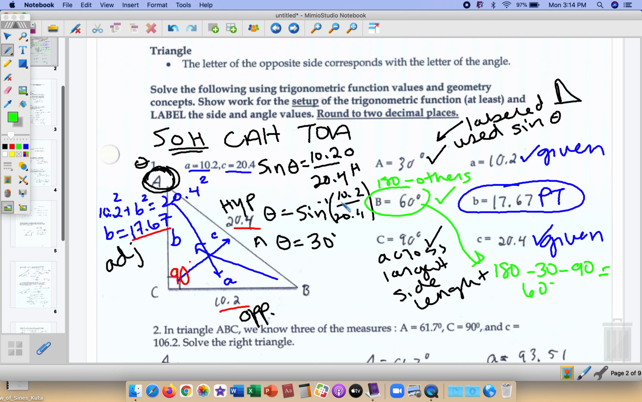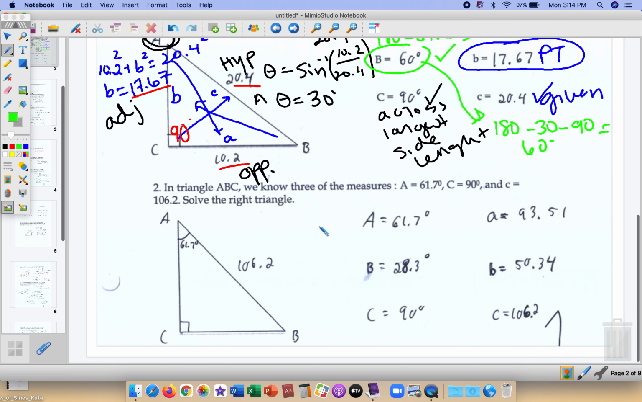Okay, let's move on. So notice for the next one, we already have the answers. Notice that we don't have 30, 60, 90. So don't always assume that it's 30, 60, 90. Let's label first what they give us. What they give us is angle A is 61.7 degrees. They give us angle C is 90. And they tell us that little c is 106.2. Remember, across from big C is little c, across from big A is little a, across from big B is little b.